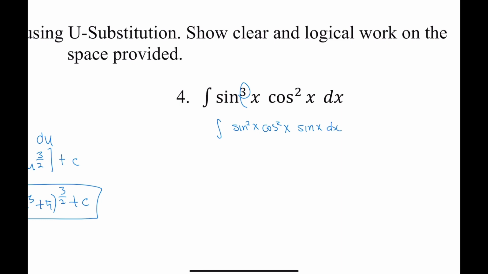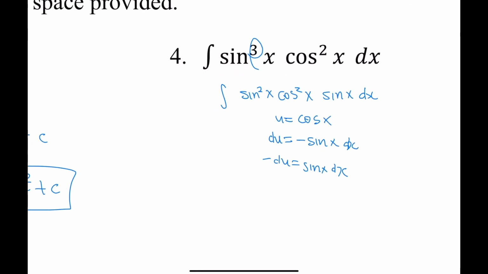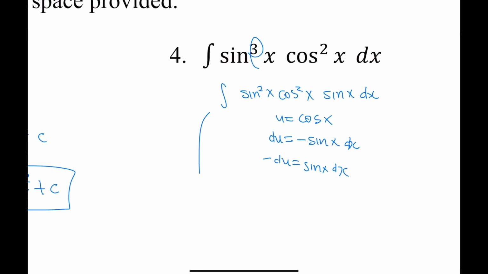Then we're going to try to see which one is going to produce the sine x dx when taking the derivative. So when we take the derivative of u equals cosine x, that makes du equals negative sine x dx. So this is the shape that we want, and then negative du equals sine x dx. Putting everything back in terms of u, we're going to say u squared times sine squared x, which we replace using a trig identity.